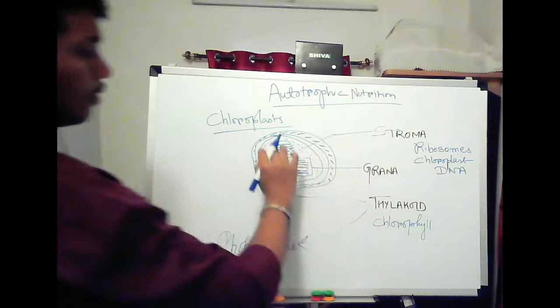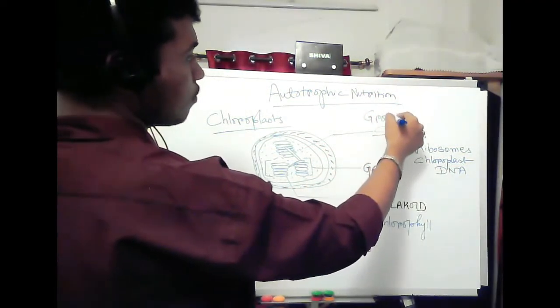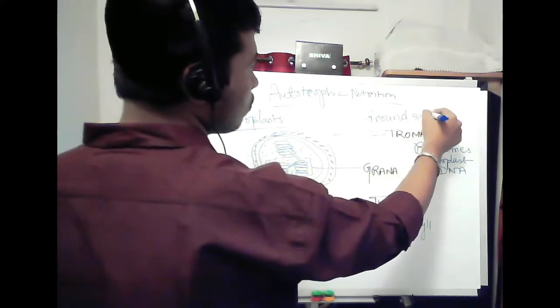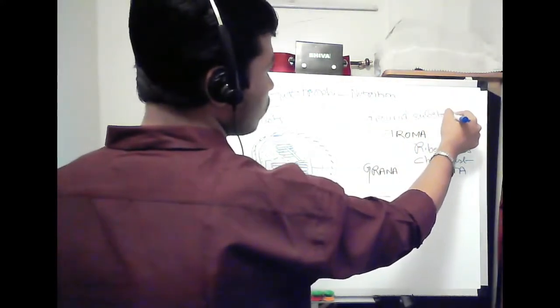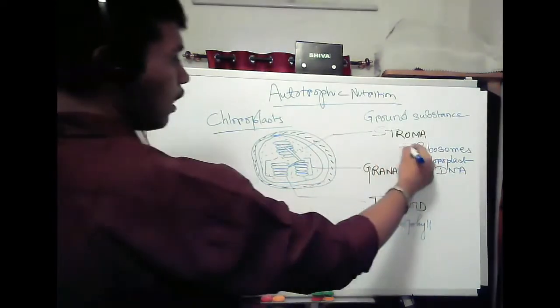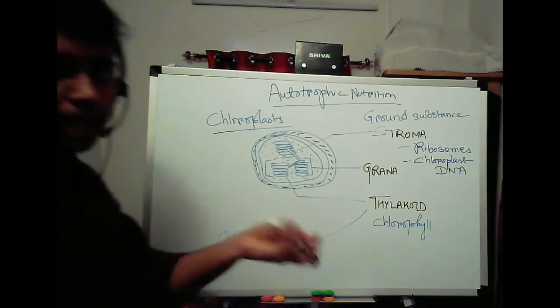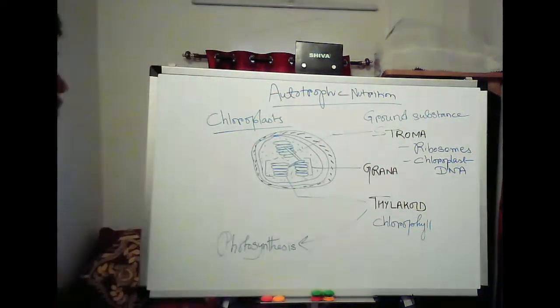So stroma is a ground substance and consists of ribosomes and chloroplast DNA, and various other enzymes which I won't be speaking of right now. So this is a basic thing. You can always copy that one down.